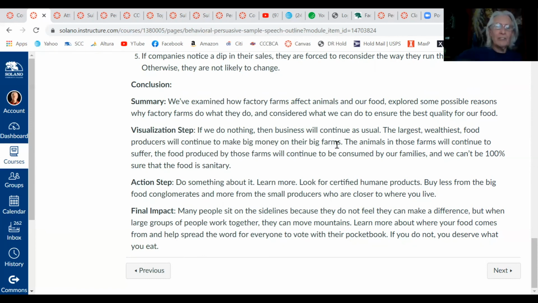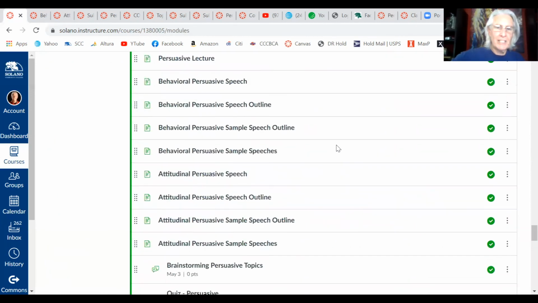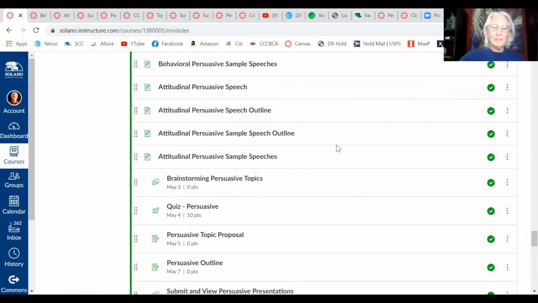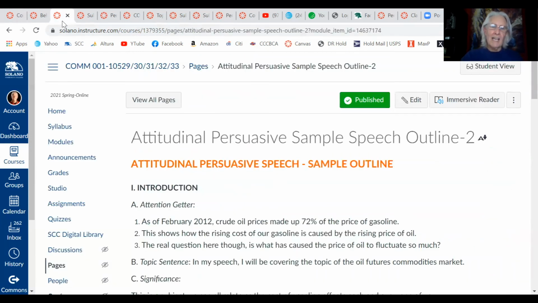Okay, I'm going to go over this in a little more detail, but let's go ahead and take a look at the attitudinal persuasive speech. And again, on the modules, it's right here, just a couple speeches below the sample outline for the behavioral speech, the attitudinal persuasive speech right here. Let's take a look at that.